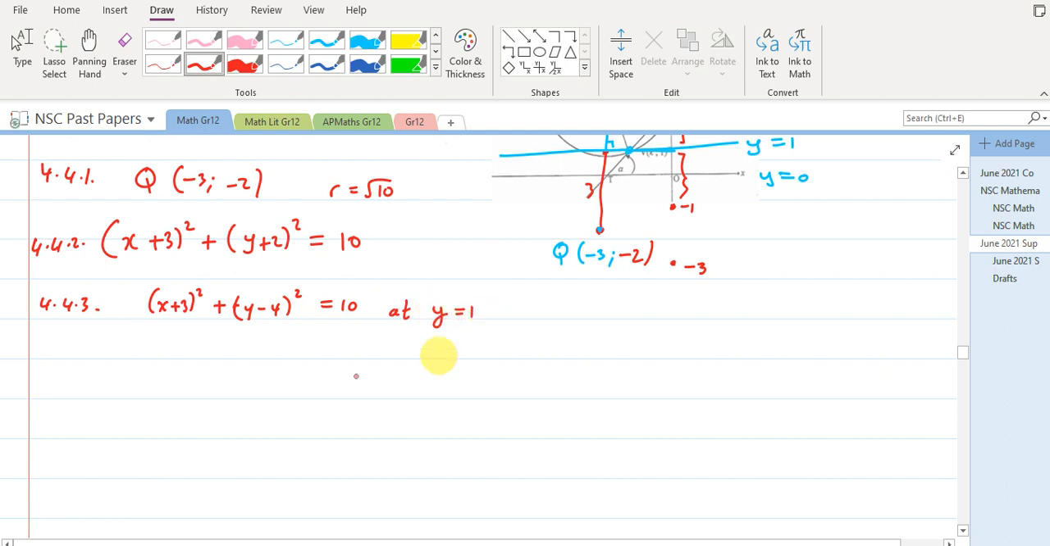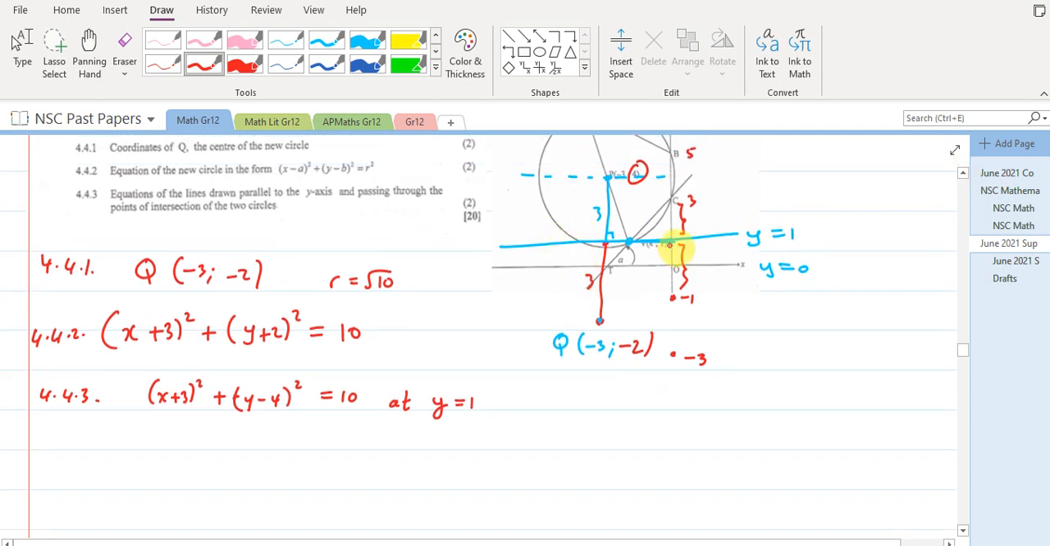At y is equal to 1, we need x values. I need to know what the x values are at y is equal to 1. Do we have those x values when y is equal to 1? Yes, we did have the x values. This was minus 4 and this was, yeah, because when we saw for k, we said k is k and 1. So if we solve this, we are going to have x plus 3 all squared plus 1 minus 4, which is 9, is equal to 10. So we kind of solved this.